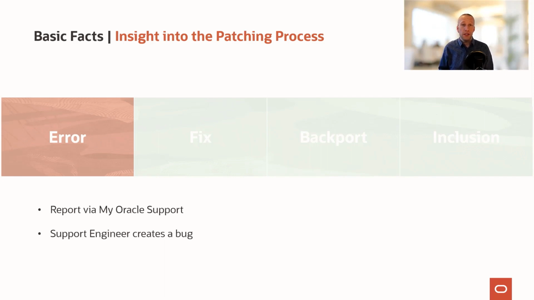So imagine you sit at your workstation and use the database. You encounter an error. What do you do? First, you gather as much diagnostic information as possible. You get the alert log, you get output from OPatch lsinventory, and you try to build a reproducible test case. You upload all that together with an elaborate description of the error to My Oracle Support. An engineer will then verify it and, if necessary, create a bug.